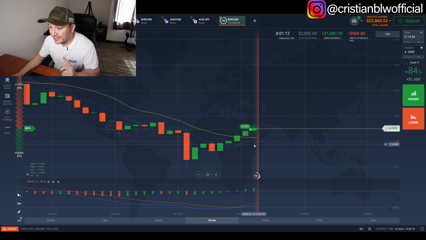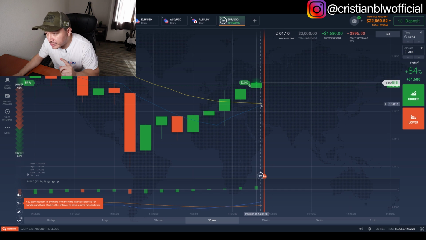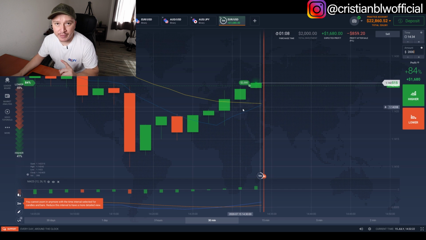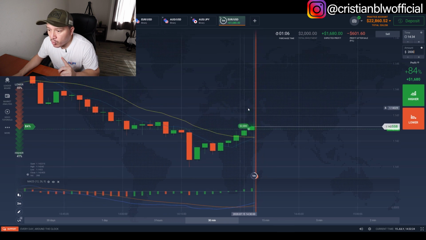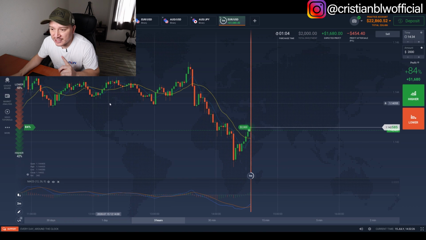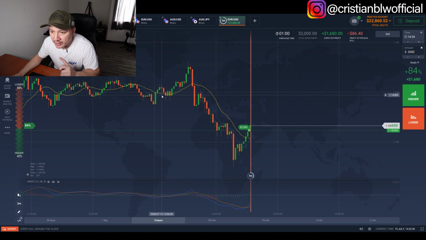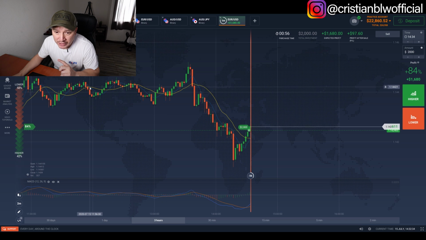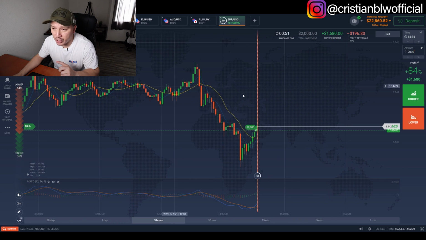So this, if you notice, hasn't touched yet. So probably the next candle would have been better to enter. But while this trade expires, take a look at this one. It was in the money. The next one was out of the money. This one was out of the money. This one was in the money. This one was in the money. This one was in the money, and so on.